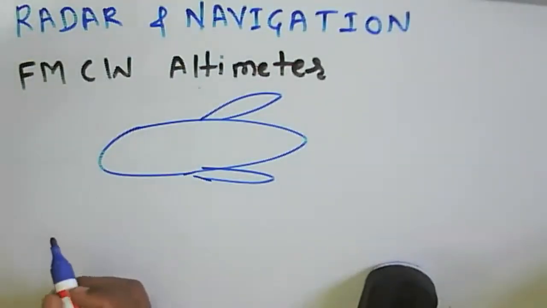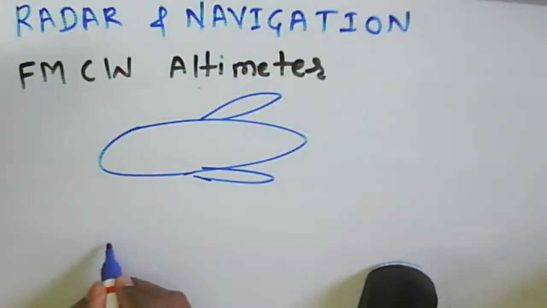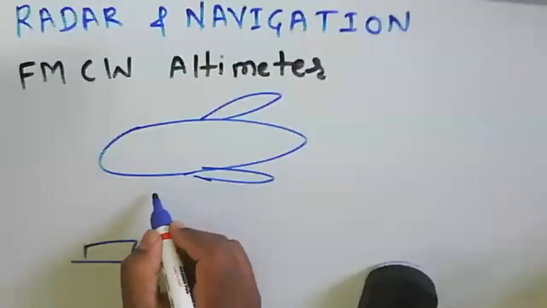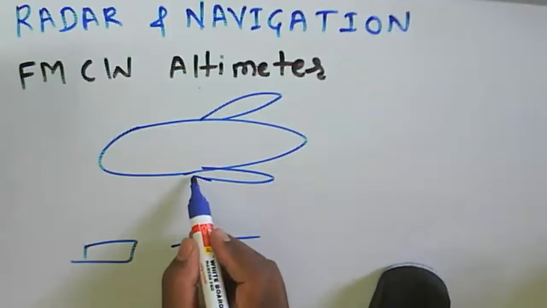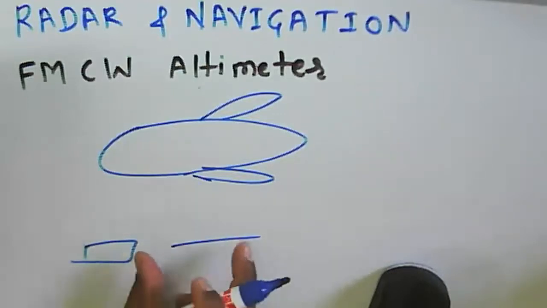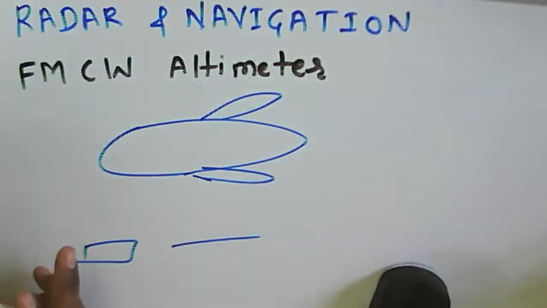Now in both cases, whether we send the signal from the radar or we send the signal to the ground surface from the aircraft, the surface looking from this end will be larger. You can say that it has a larger cross section, so we are able to identify the height from the surface.